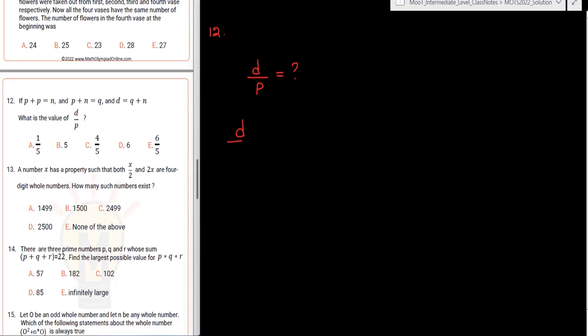We need to find out D by P. Let's start with the numerator D. What can you do for D? D is equal to Q plus N. Let's write that out. Q plus N. And the denominator, I'll keep it as P. Okay. I know that at some point, the numerator and denominator has to cancel because I have to get rid of this P from the denominator, right? Because the answer doesn't have any alphabets, any variables. It's all numbers. Okay. Now, what should I do next?